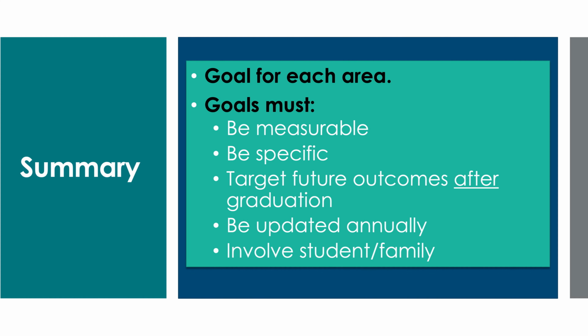So in summary, here are key points to remember about measurable post-secondary goals. All three areas must have a post-secondary goal unless assessment data indicates that a goal for an area is not needed. These goals must be measurable or countable. Goals must be as specific as possible and should list an adult outcome after high school. That's not currently a process that's occurring.